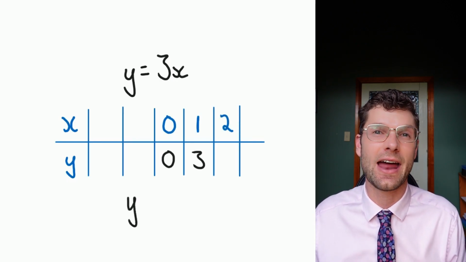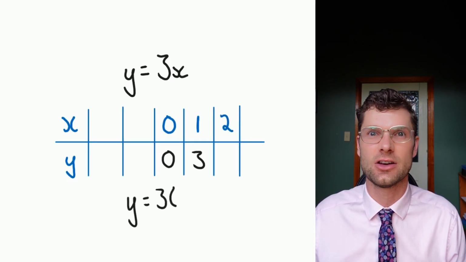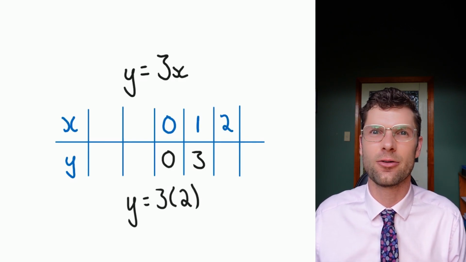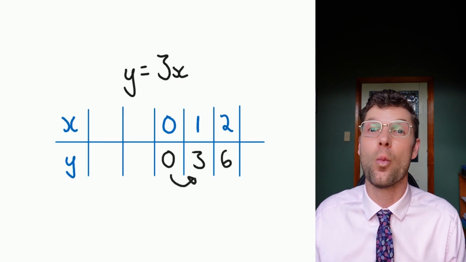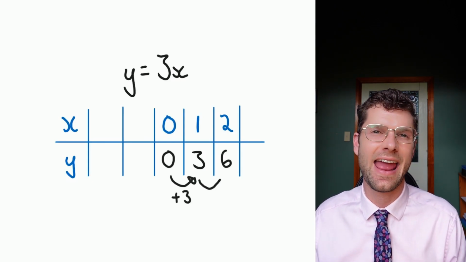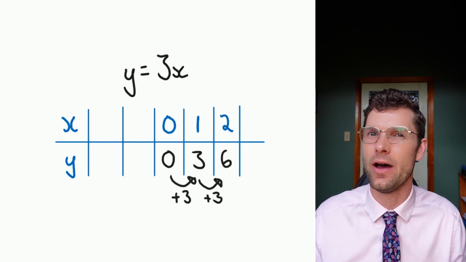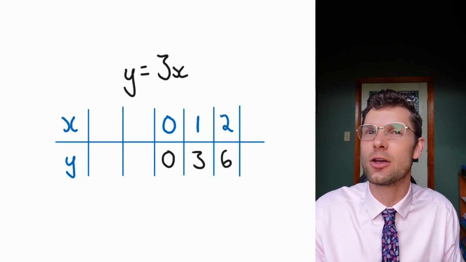If I substitute that into y is equal to 3 times 2, well, y has to be equal to 6. Now we can see that the pattern is going up by 3. Y is increasing by 3 every time I increase x by 1. And this will work even if I go backwards.